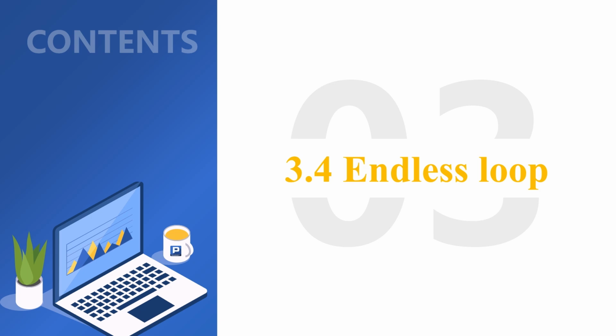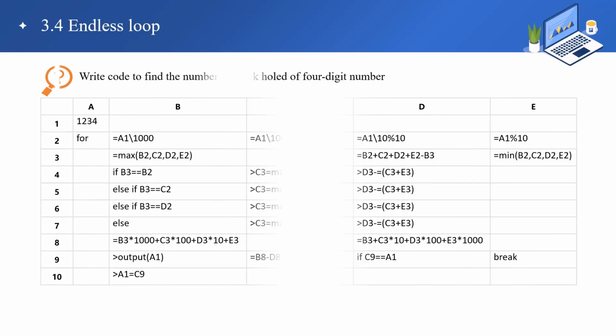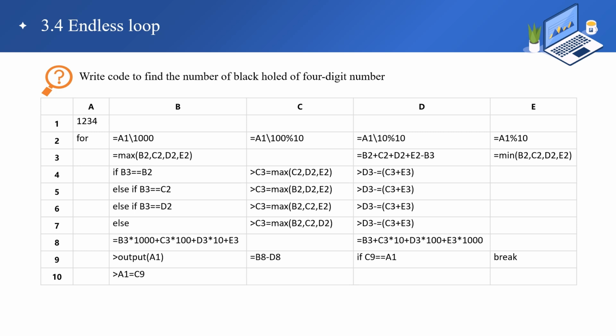Section 4. Endless loop. Write a piece of code with endless loop. Randomly choose a 4-digit number x as the starting value, take finding the number of black hole as the ending condition, and output all the x in the process. The initial value is placed in A1.